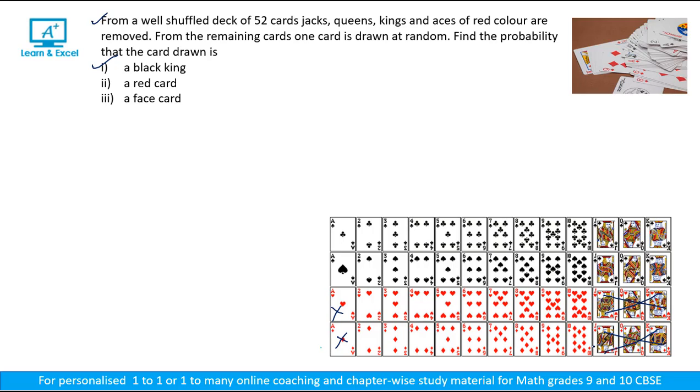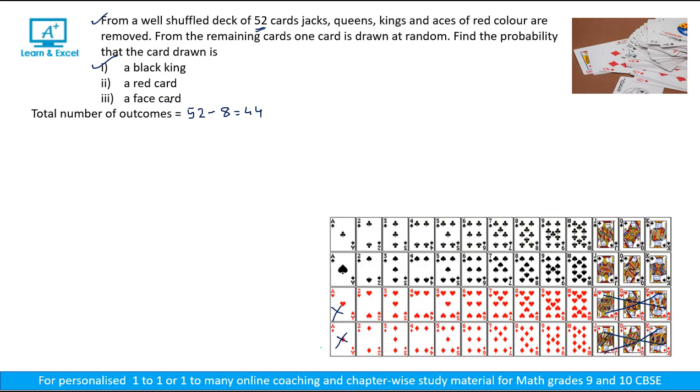In the previous example, we had taken the total number of outcomes as 52. But here, because these cards are removed and from the remaining cards one card is drawn at random, we have to find the total number of outcomes. So for this we will write it as 52 minus all these 8 cards that are removed. So we will have 44 as our total number of outcomes.